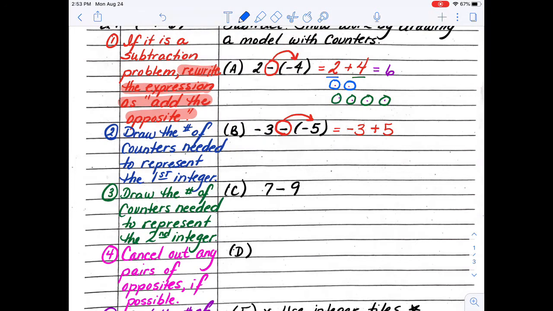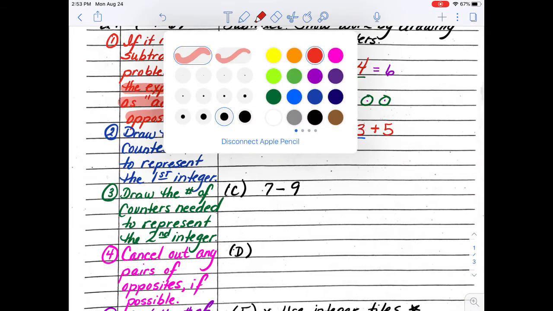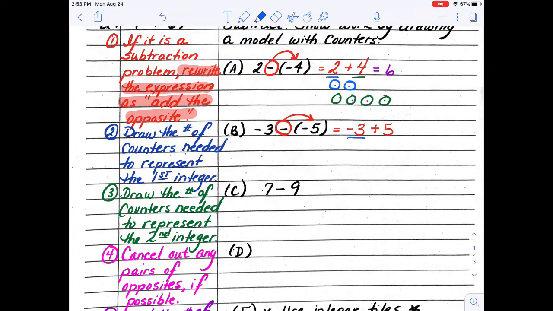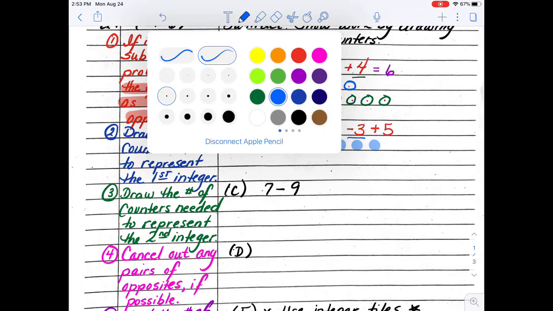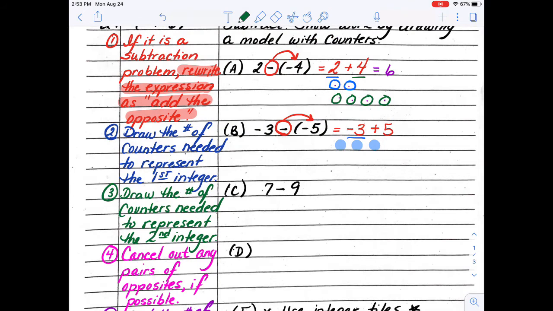My first integer is negative 3. That's our colored in circles. So I'm going to go ahead and, I like to use my highlighter to do it because it's already nice and colored in for me. 1, 2, 3 of those counters. And now my next one is a positive 5. Well, that's open, and now I need 5 open or lighter counters.